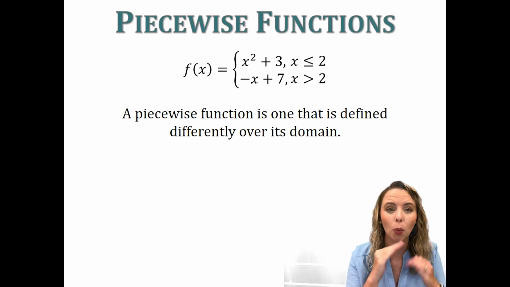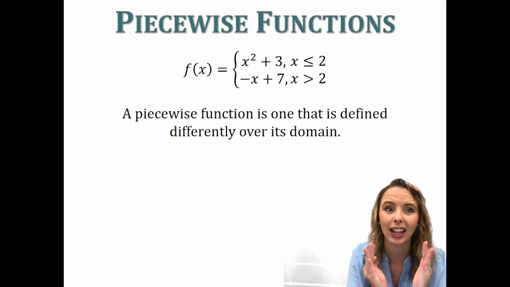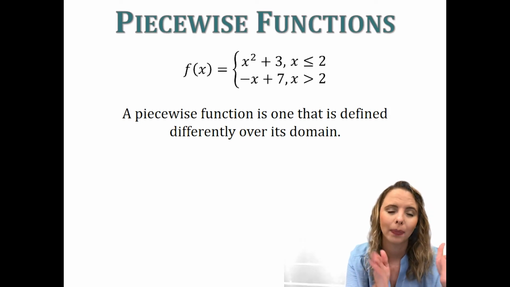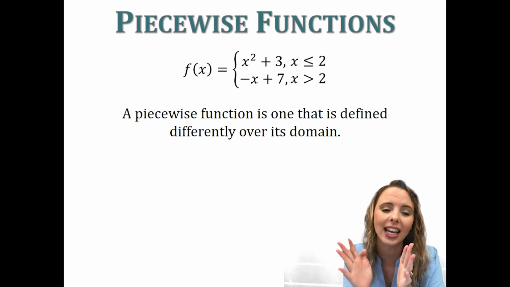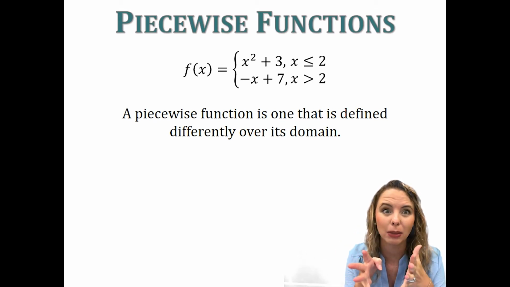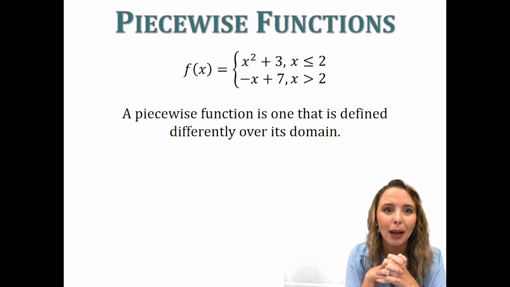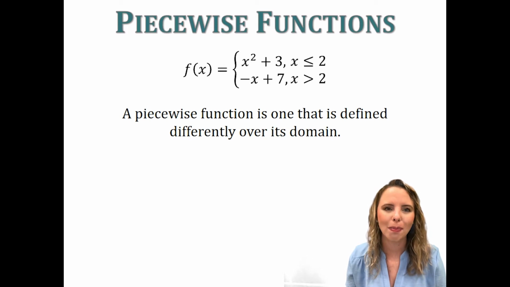So it has one set of domain, so in this case from negative infinity to 2, that is defined in one specific way, which in this case is x squared plus 3. Then it has another section, anything after 2, all the way to positive infinity, that is defined as negative x plus 7. So sometimes piecewise functions may have 3, 4, I mean, they could really have as many as it needed. It doesn't just have to be 2. But there will always be domain restrictions following each function.